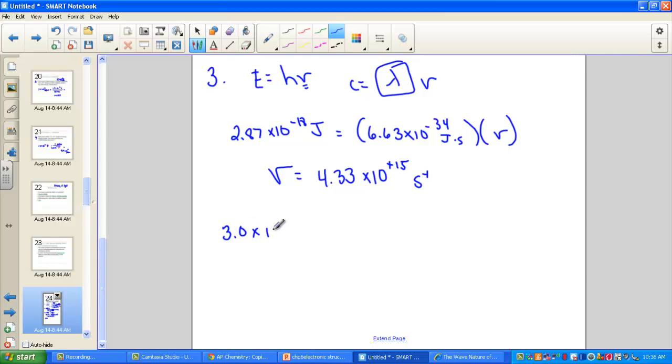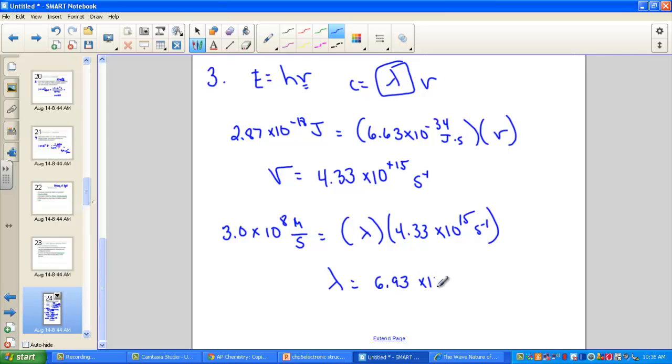Now let's convert that into its wavelength. 3.0 times 10 to the 8th meters per second, solving for wavelength. And 4.33 times 10 to the 15th power per second is our frequency. Distance will come out in meters. So 3e8, our speed of light constant, divided by that previous answer, and I find 6.93 times 10 to the negative 8th meter.